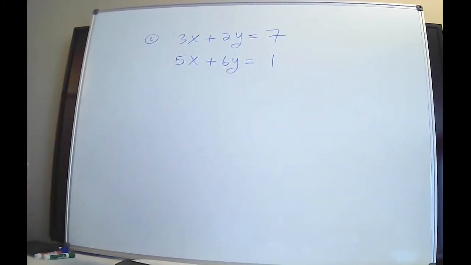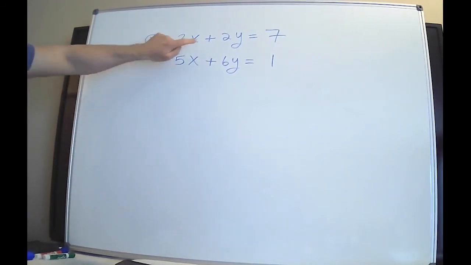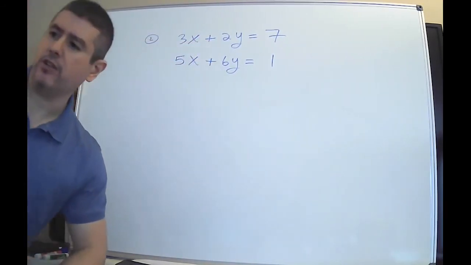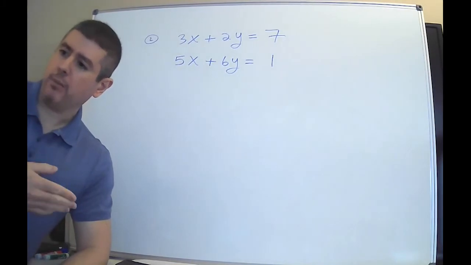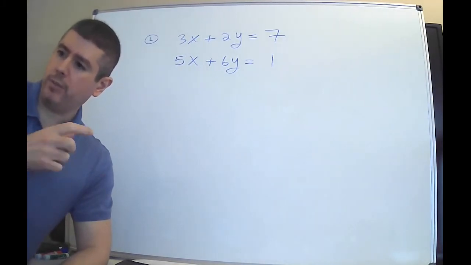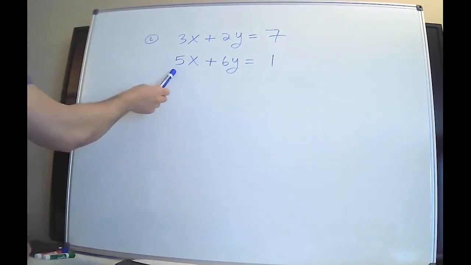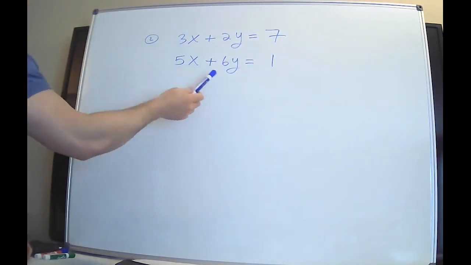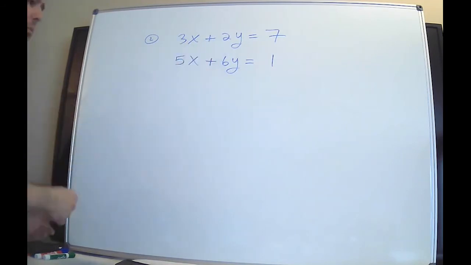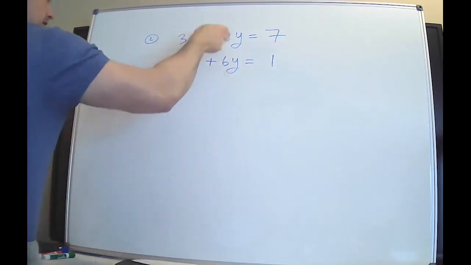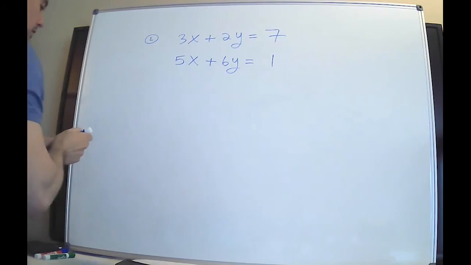Okay, problem 2. I have a 3 and a 5 and a 2 and a 6. And again, what it says in the notes is try to pick the letter to eliminate where one of the numbers is a multiple of the other. 5 is not a multiple of 3 and vice versa. 6, though, is a multiple of 2. 2, 4, 6. This is the letter that I want to eliminate. I want to get rid of y.